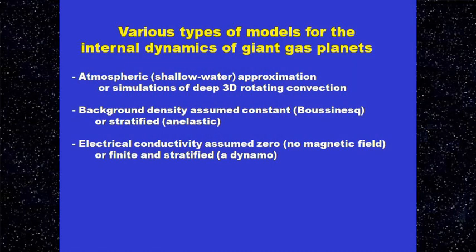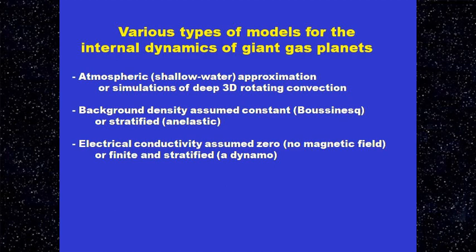There's another choice, where many of the 3D models that have been published use what's called a Boussinesq approximation, where they assume the background density is constant. The reason they're doing this is because many of these models came from the geodynamo community, where the fluid in the liquid core of the Earth is fairly constant. It doesn't vary very much from the bottom of the core to the top of the core. And so in those models, many of the models assume that the background density is constant.